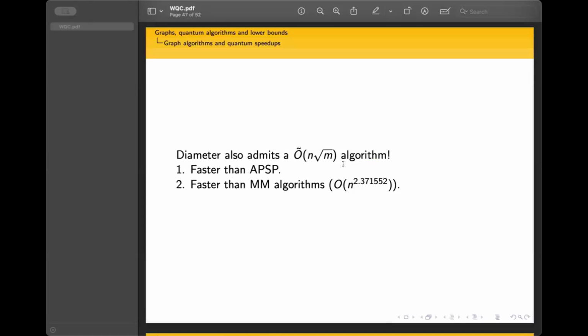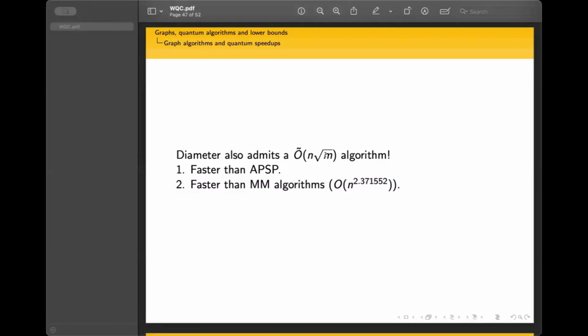So yeah, this is really important regardless of the comparison to the classical complexity landscape. It is an important result on its own because it is the fastest algorithm for diameter computation. It is faster than the APSP, obviously, as we mentioned, but it is also faster than the matrix multiplication algorithms, which for dense graphs are basically state-of-the-art algorithms that have the best complexity.